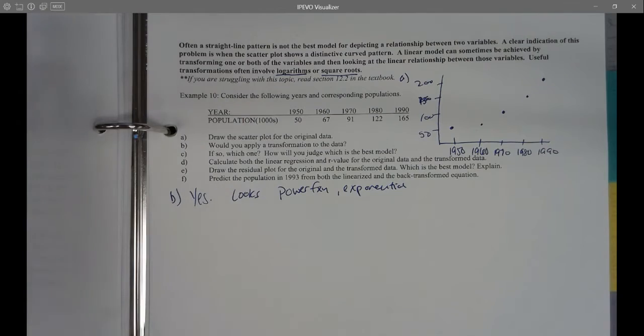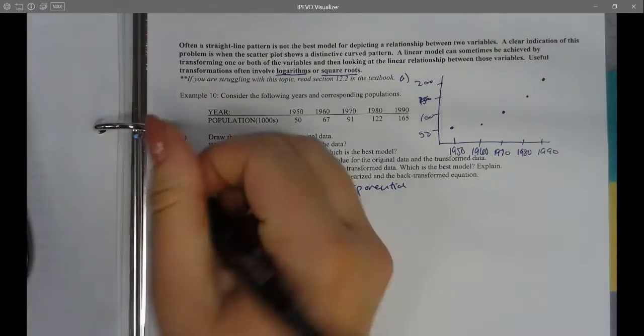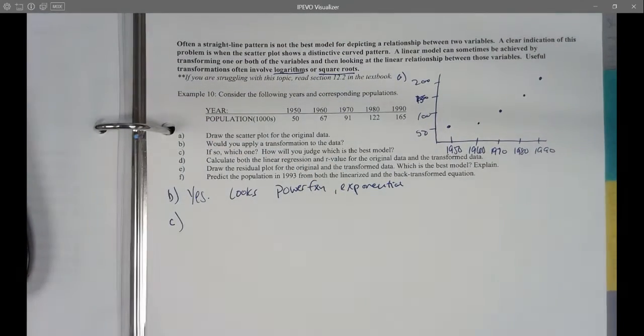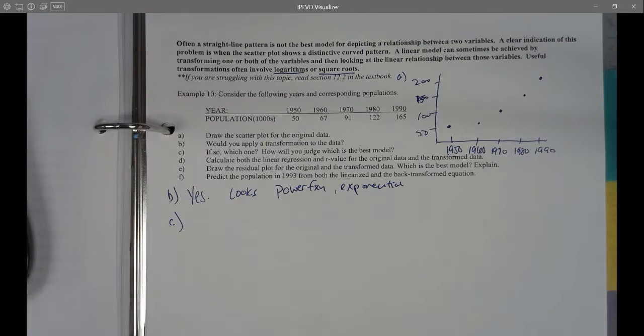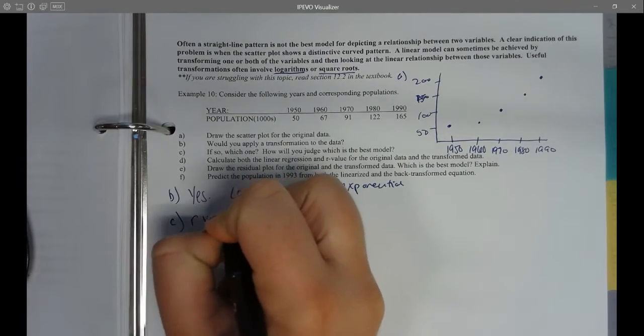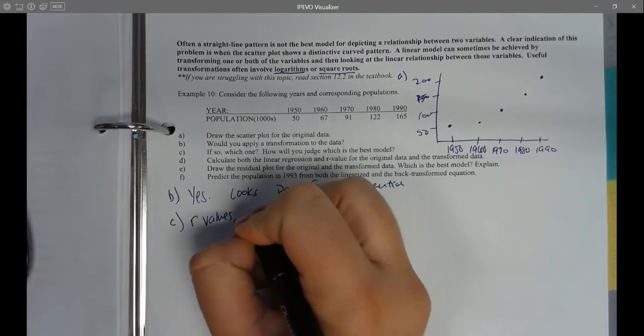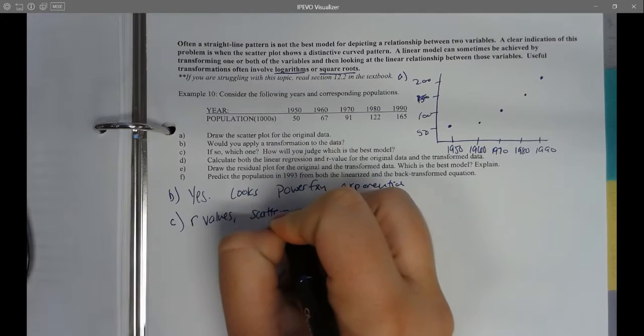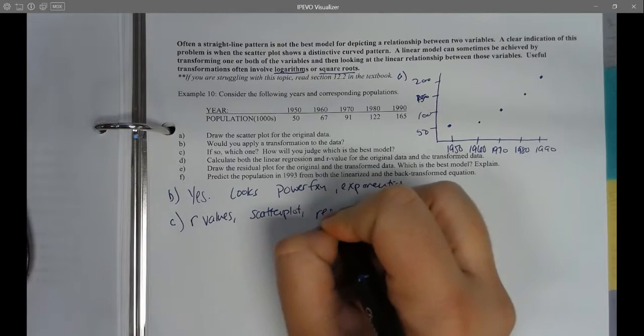All right, so part C is going to ask us which one. We're going to figure out which one here in just a second. And to judge the best model, we are going to look at the R values. We are going to look at the scatter plot. And we're going to look at residual plots.